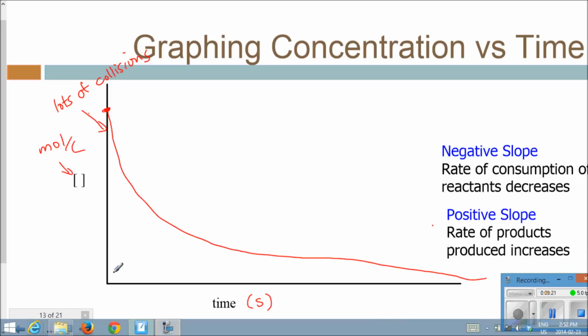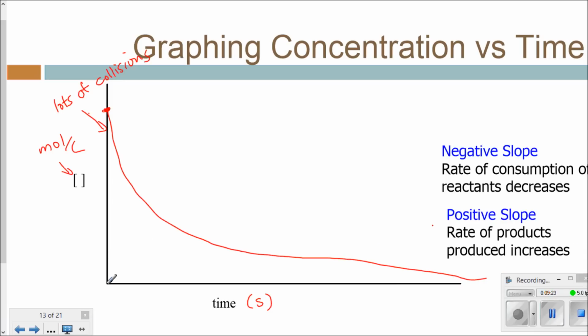So initially, you don't have any products at all being produced. Okay, initially when you start, it's just all reactants. But quickly, as the reaction happens, there's lots of collisions. But eventually, as the reactants run out, there will be no more new products being created. So eventually, the concentration will stabilize as well.